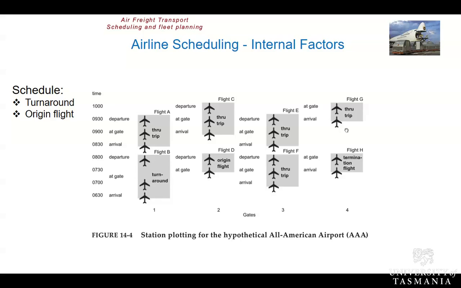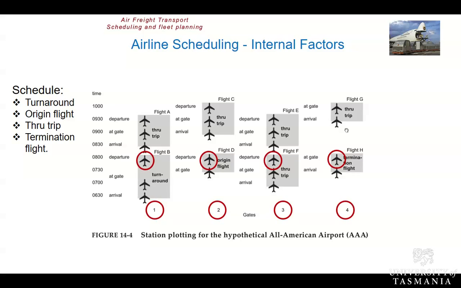It could be an origin flight. That's going to have different ramifications in terms of the loading of the aircraft. It could be a through trip. If it's a through trip, that might make some other differences. And if it's a termination flight. So depending on the type of flight, it also impacts on the scheduling that we can see there, a range of different times associated with the type of flight in the schedule itself.